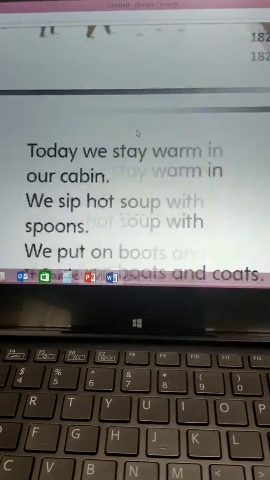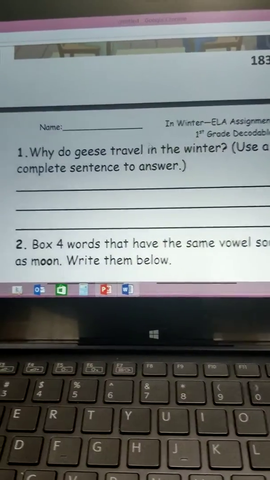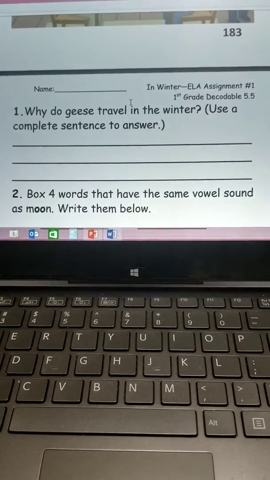Okay. So you read your story. Make sure you read it about 3 times. And then you go to answer your questions. And remember, you can use your own sheet of paper.